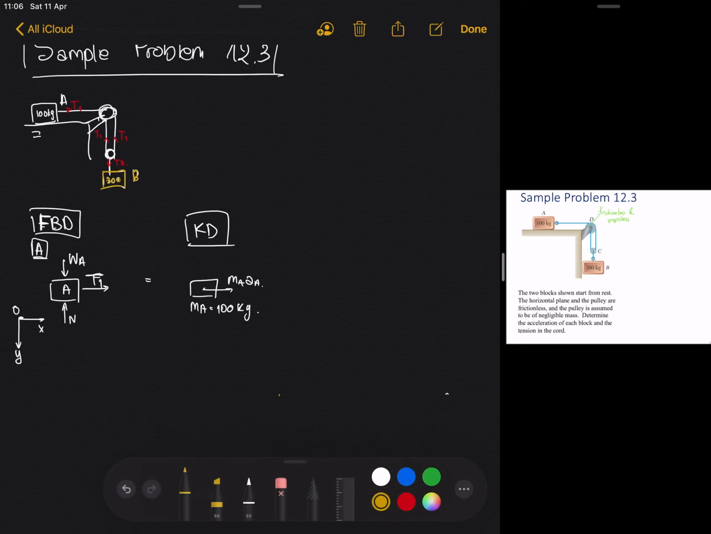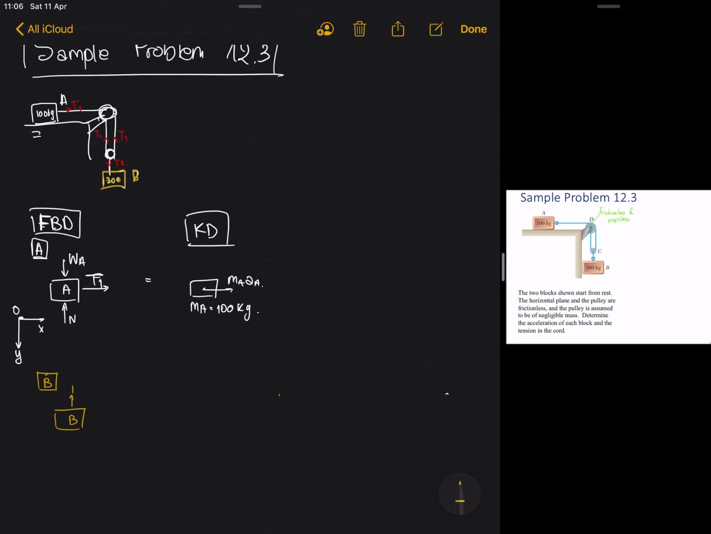Okay, then now we start with B. We have block B. We have tension T2. And then we also have the weight of B, WB, but that is not calculated yet. WB is equal to mg, and then we have to draw the kinetic diagram.